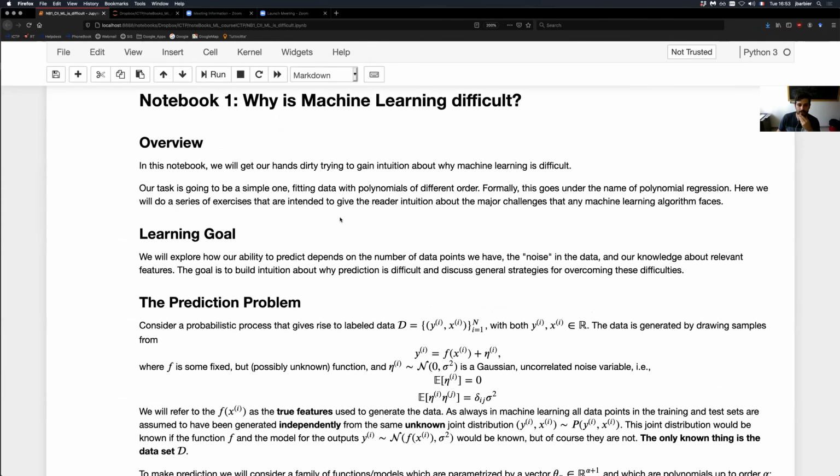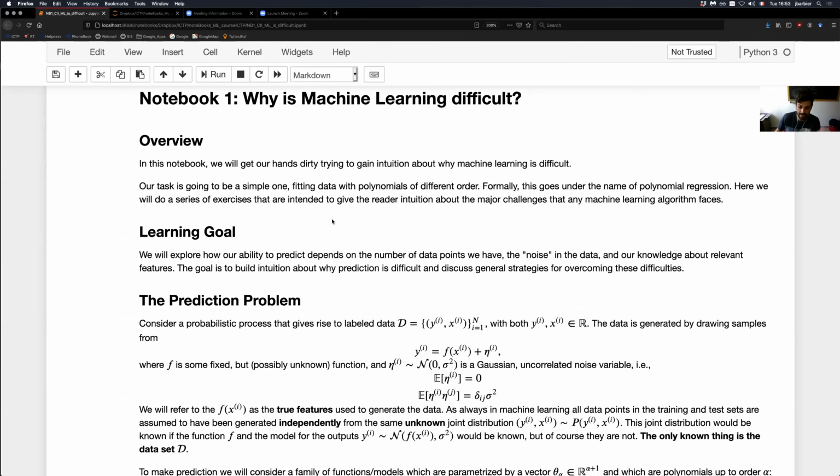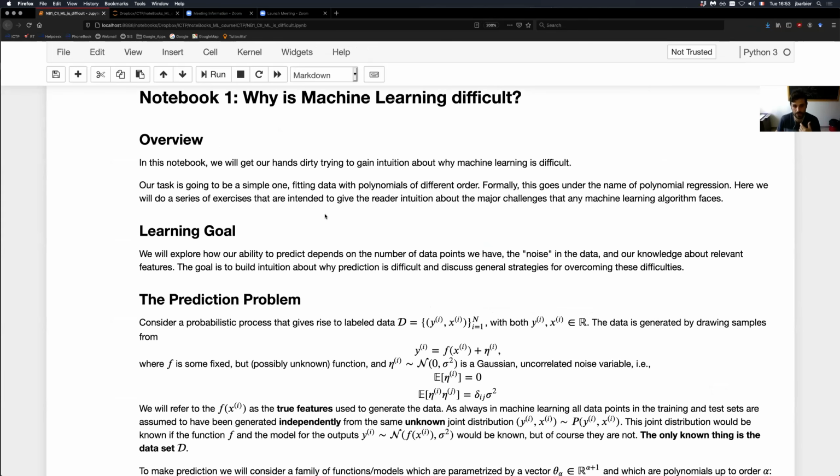All right, so we will solve a very simple task, which is called polynomial regression. So it's a regression problem. We want to predict things about continuous, real valued variables. It's called polynomial regression because, as we will see, the features of the data will come in the form of polynomials, and the model that we'll use will also be a polynomial.